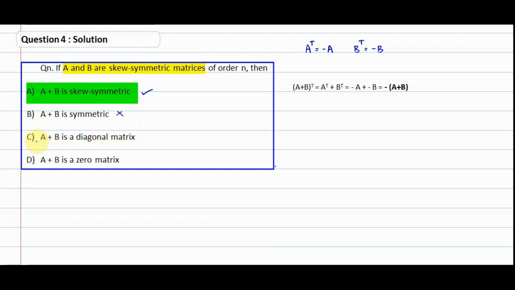Now option C says A plus B is a diagonal matrix and option D says A plus B is a zero matrix. So these two cases are special cases. We cannot guarantee until we know the values of elements present in A and B. So therefore these two statements are not 100% correct. Therefore here the most appropriate answer is given by option A, A plus B is skew symmetric.